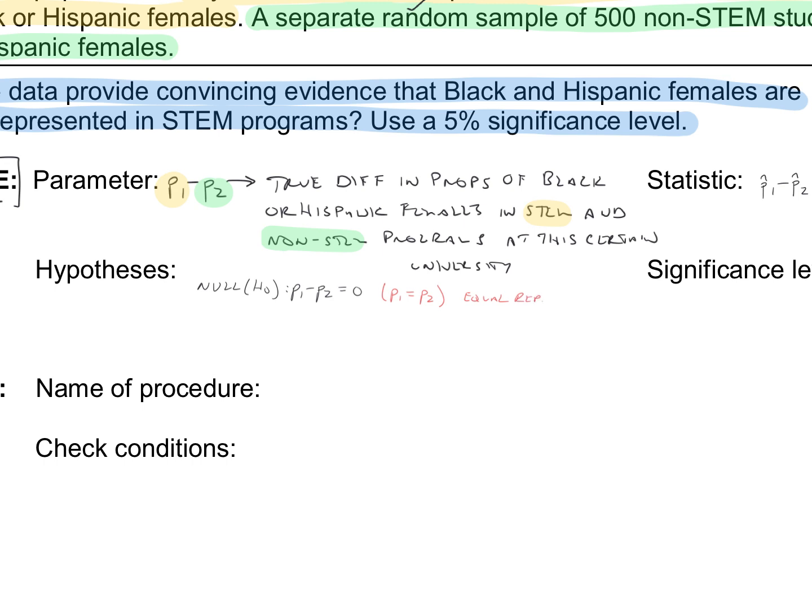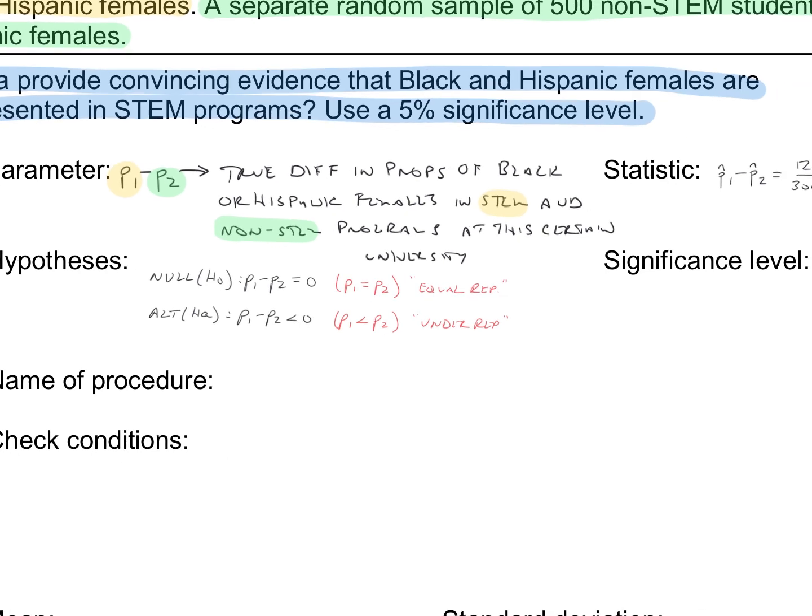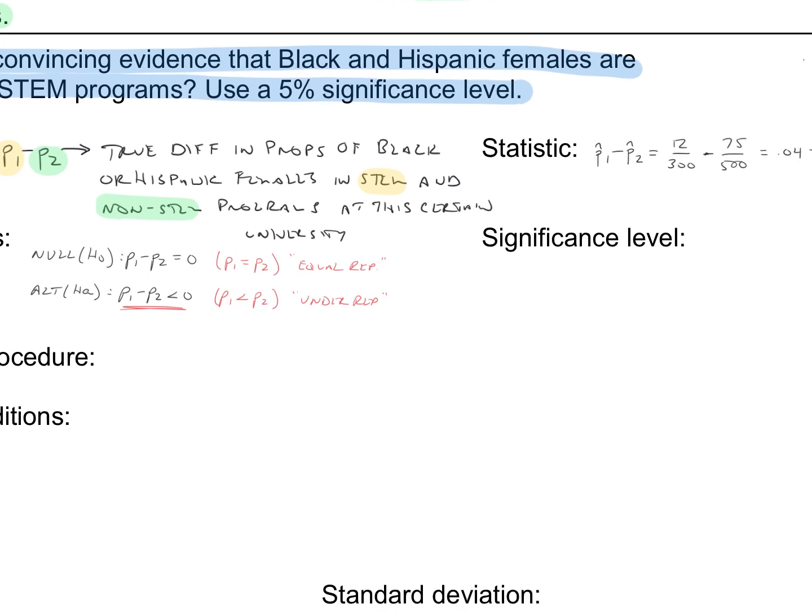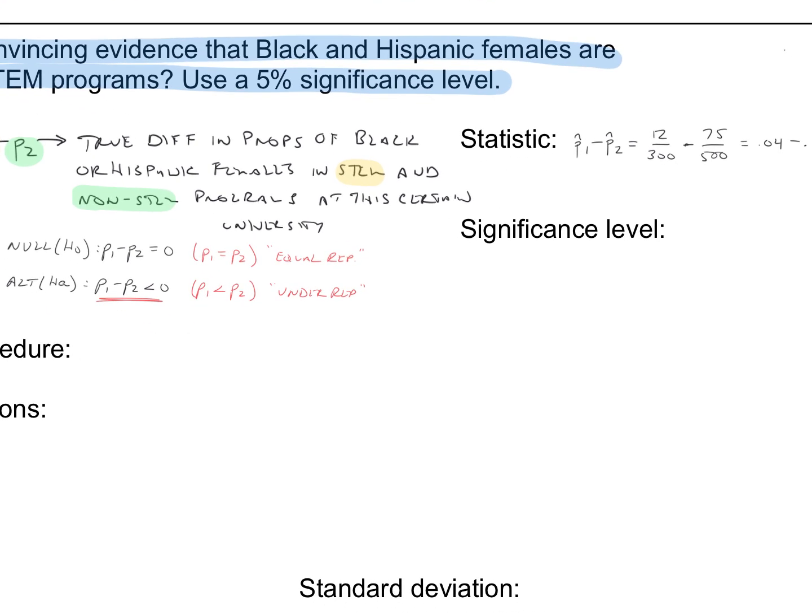Now, you don't have to write that necessarily because we defined our parameter, so that's more of a side note. But the alternative hypothesis is that if we take p sub 1 minus p sub 2, we get a negative number, meaning that we think the proportion of Black or Hispanic females in non-STEM exceeds that of those in STEM. So we have an underrepresentation. That's what we'd be saying by this. On your calculator, you can picture it both ways. This is typically how I write it, but on your calculator, it's written as p sub 1 on one side and p sub 2 on the other side.